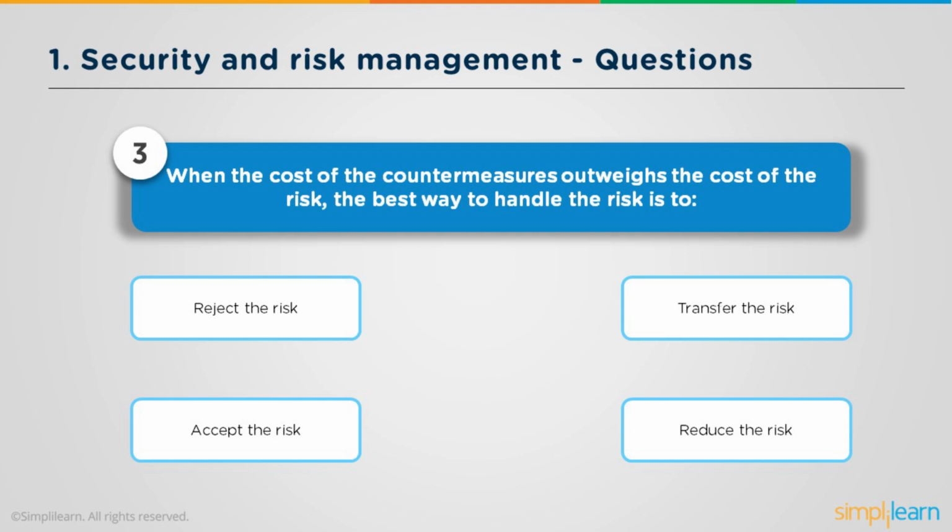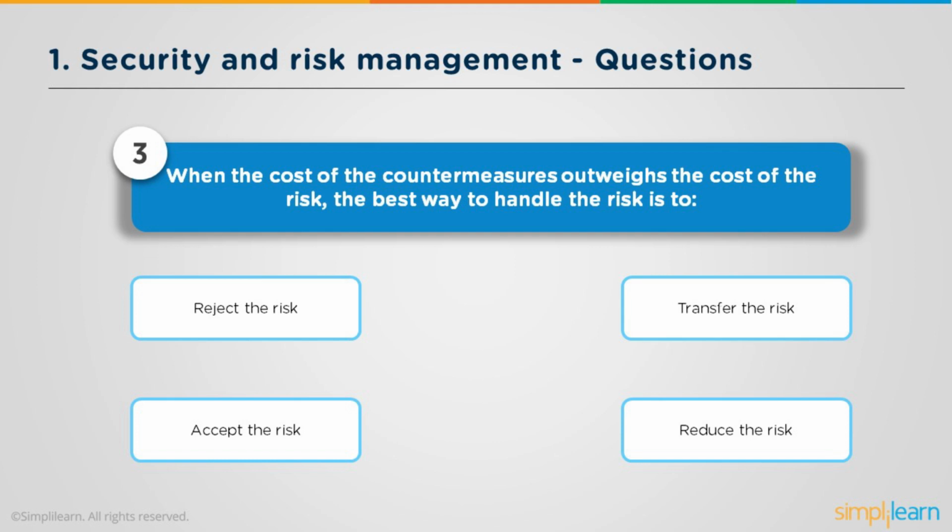Accept the risk, avoid the risk, transfer the risk, or mitigate the risk, right? Rejecting the risk is not an option. But what is the question? Cost of a countermeasure outweighs the cost of the risk. So what is the cost of a risk? The cost of a risk is basically the impact that the organization is going to face in a monetary manner if the risk is realized. To mitigate that, we have a countermeasure in place.